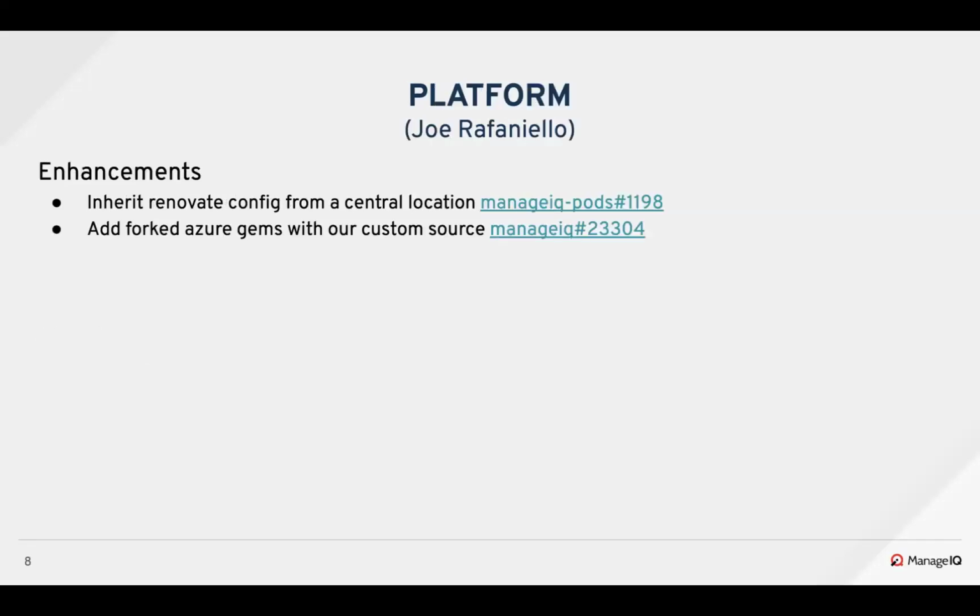Thanks, Adam. For platform enhancements this sprint, Jason updated pods to inherit the Renovate configuration from the central location in the Renovate config repository. And as Adam already mentioned, Jason added our forked Azure gems on our Ruby gems instance. Next slide.